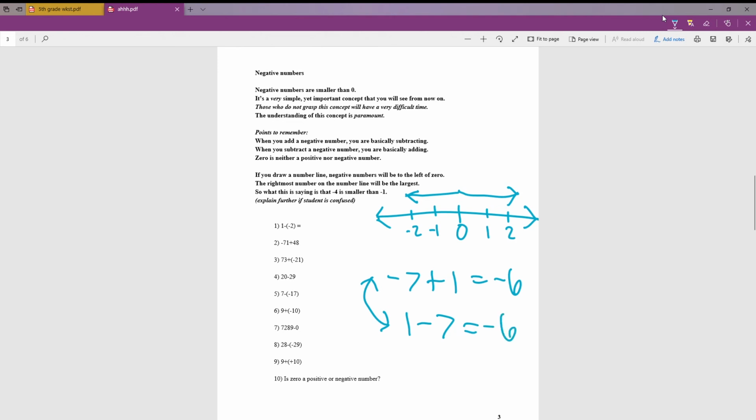So that's what this point is saying. When you subtract a negative number, you are basically adding. So what that means is, let's say I have 2 minus negative 3. These two negative signs, or the subtraction and the negative, cancel each other out. So it's the same thing as if I were to do 2 plus 3.